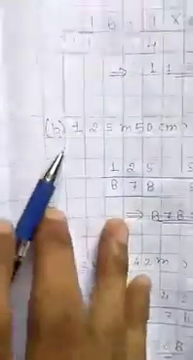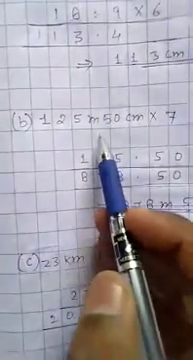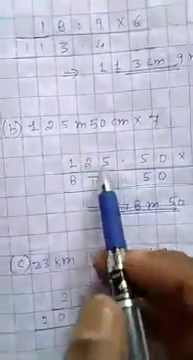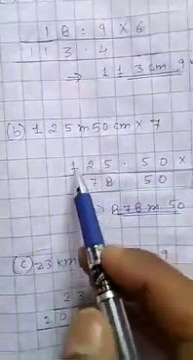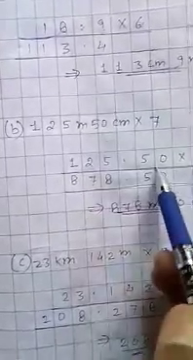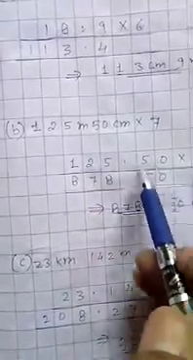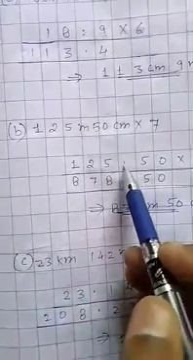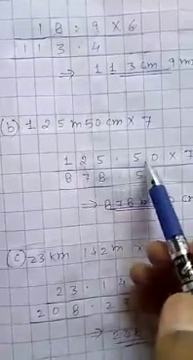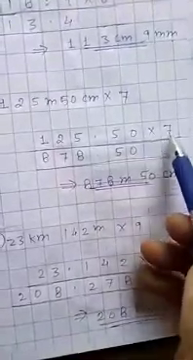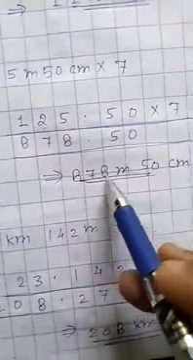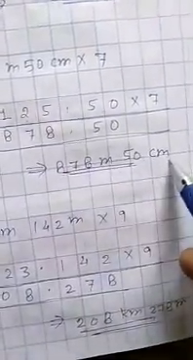Now question number B, 125 meter 50 centimeter multiply by 7. Same as before, we will write meter 125 and centimeter 50, and we will write a point between these numbers to separate meter and centimeter, and then multiply by 7. When we multiply, it will be 878 meter 50 centimeter.